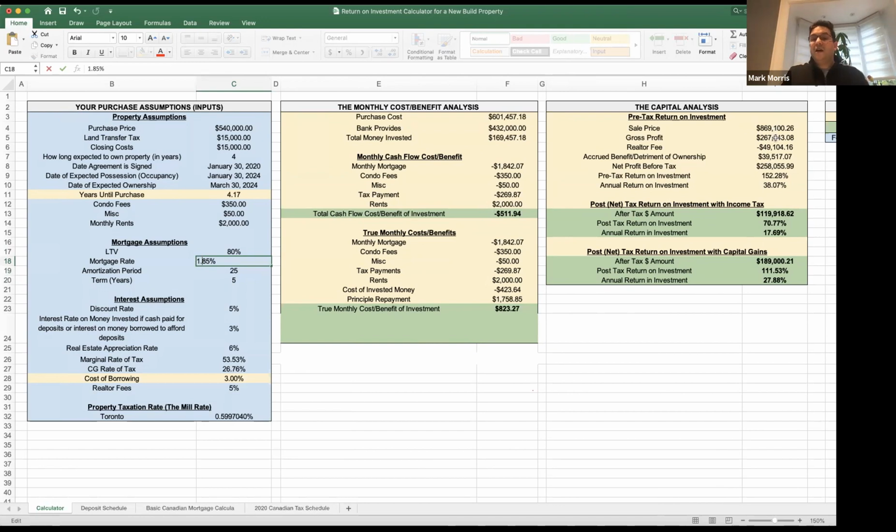So we take the sale price, right? From there, we're able to figure out the gross profit, the realtor fees, and the accrued benefit and detriment. On the basis of that, we take our gross profit, subtract our realtor fees, add or subtract our accrued benefit, and figure out our net profit before tax. Our net profit before tax is $222,000. That's how much money we have made on this investment to date.